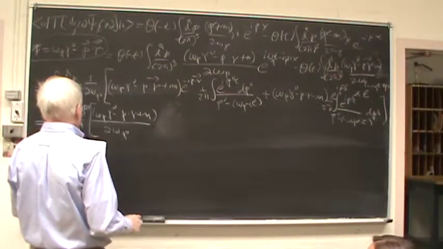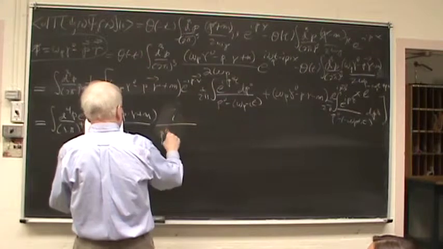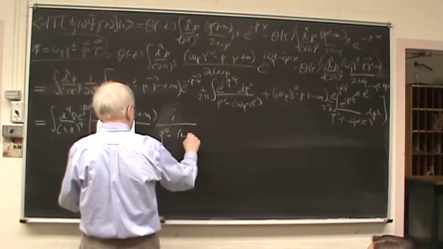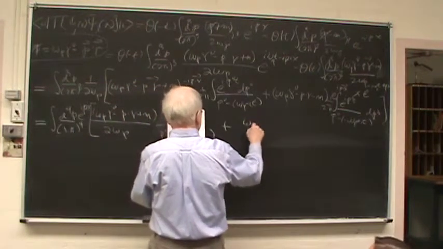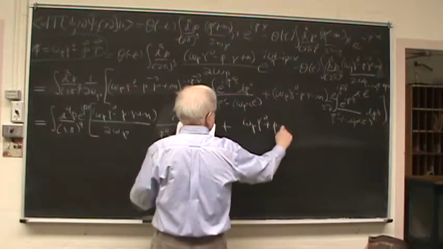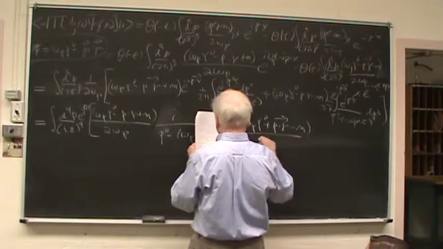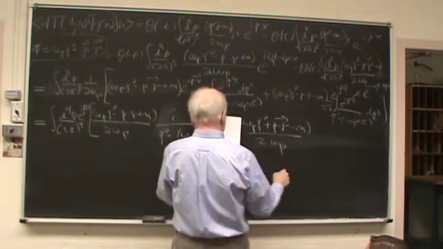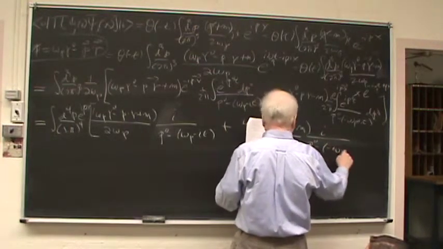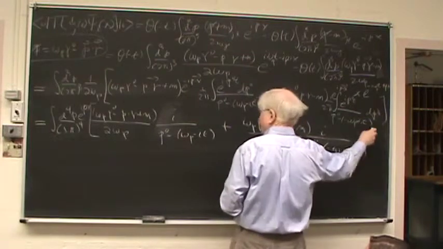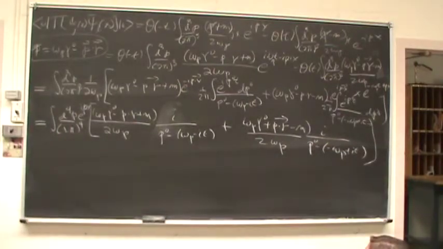And then what we have is this first term times I over p0 minus omega p minus I epsilon. And then the second term is omega p gamma 0 plus p dot gamma, because this sign flipped, minus m over 2 omega p, and then I over p0 minus omega p plus I epsilon. Okay, so that's what we've got. And now comes the really hard part, which is the high school algebra.